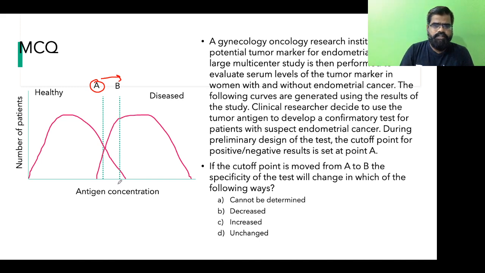Again, students, don't think that there is B. Assume there is A. So what do you think? As I have said, healthy side, disease side. So on the healthy side, you will have true negative, false negative. I have already said, on the disease side, you will have true positive and false positive.